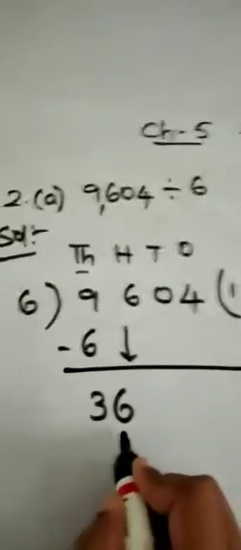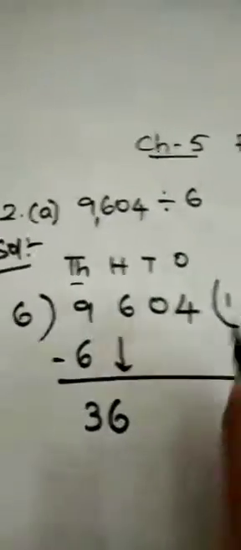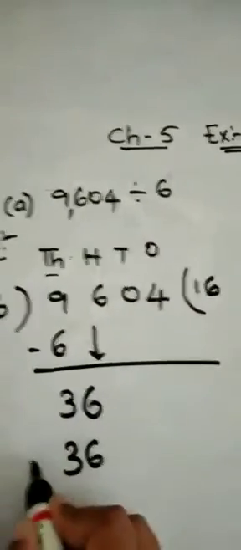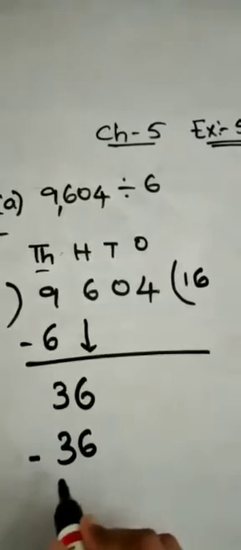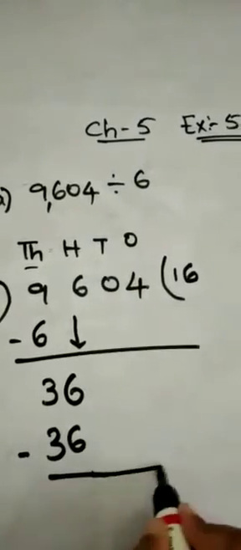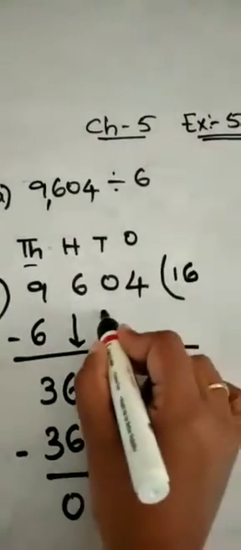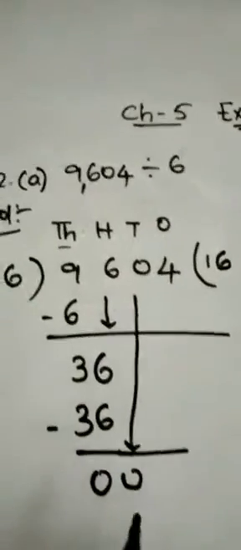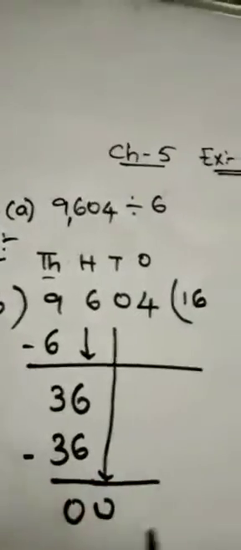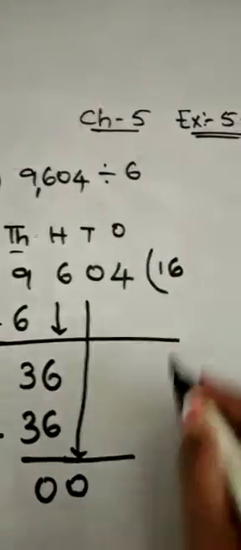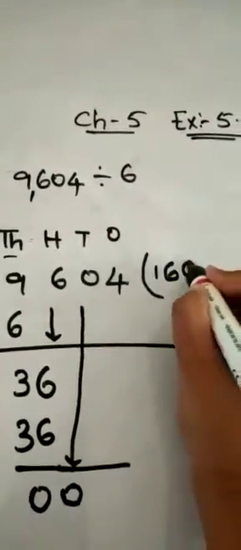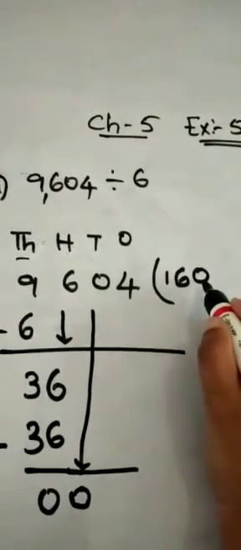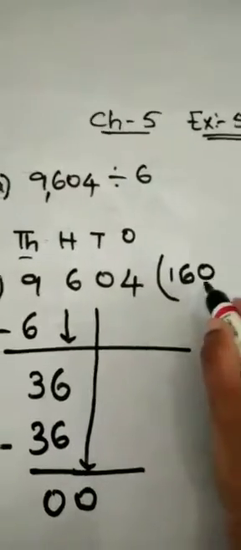Now this becomes 36. So 6 sixes are 36. So 36 minus 36, 0. Next we have to bring this 0 down. We cannot divide 0 by 6. So what we have to do? We have to write this 0 in the quotient place.